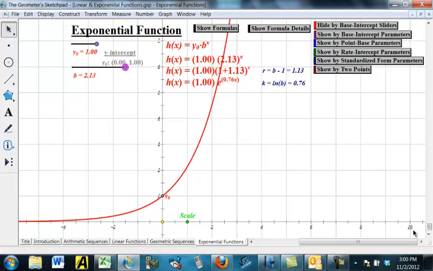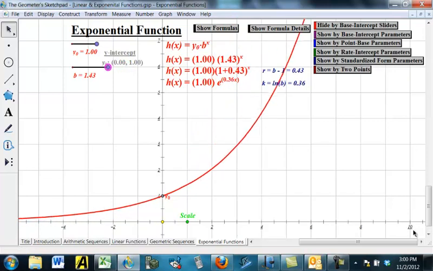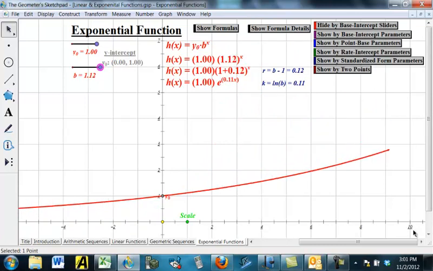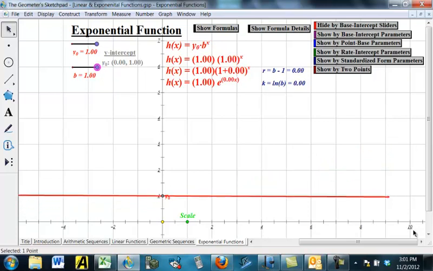Now look what happens when I let the base be 1. Okay, so now these are still positive, but down close to 1. And if we let the base be equal to 1, then we just have 1 times 1 to the x. Well, 1 to the x is 1 no matter what x is, and so that just boils down to y equals 1, which is perfectly fine, but it's not really exponential anymore. It's really just a horizontal line. So we're not going to allow the base to be 1.